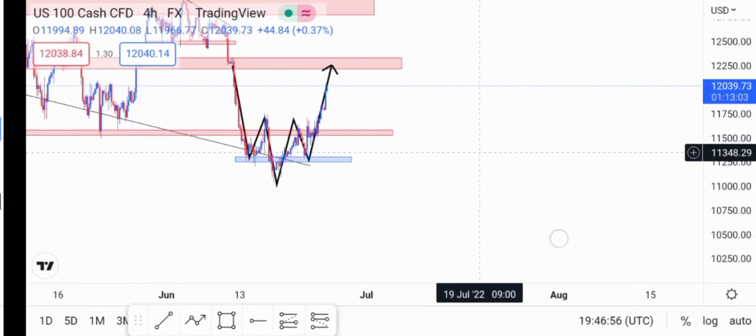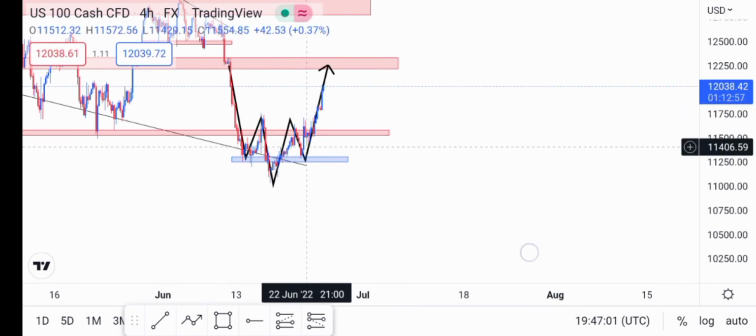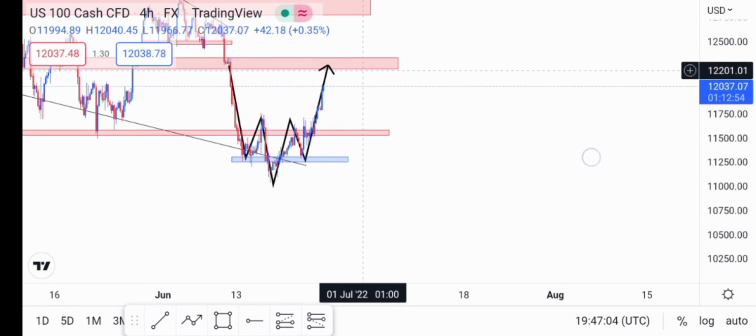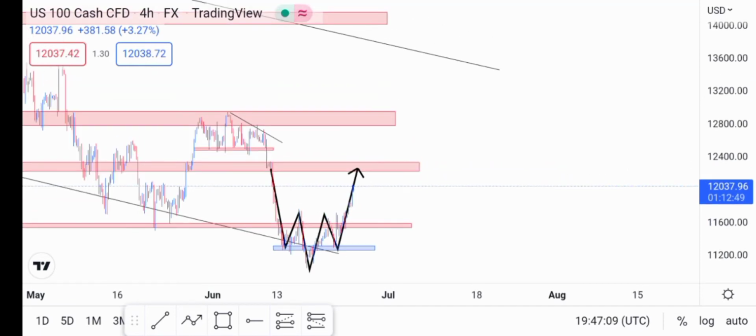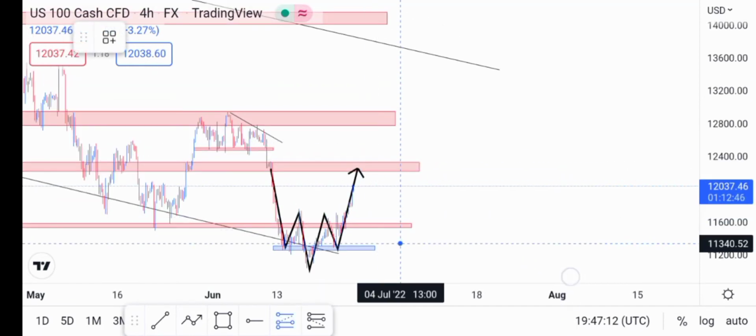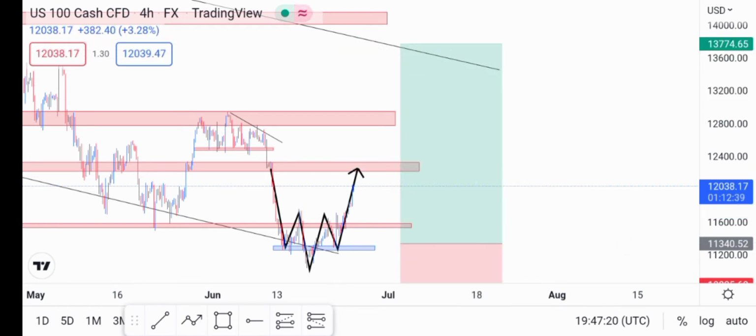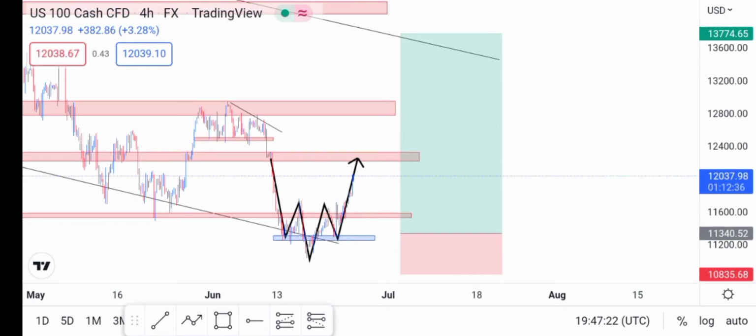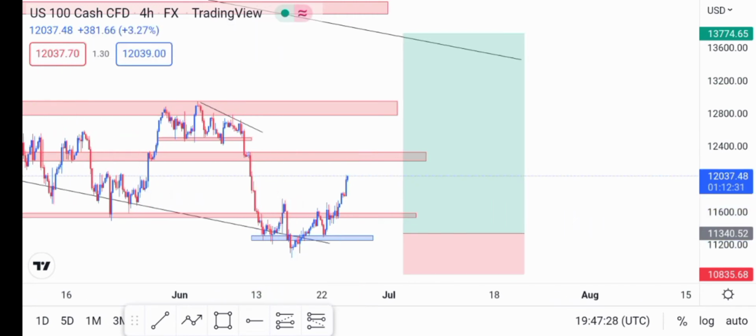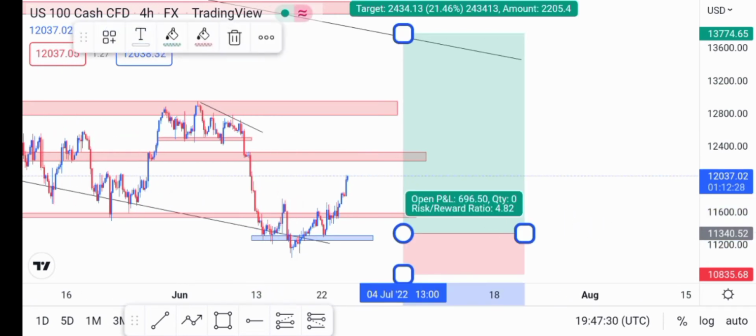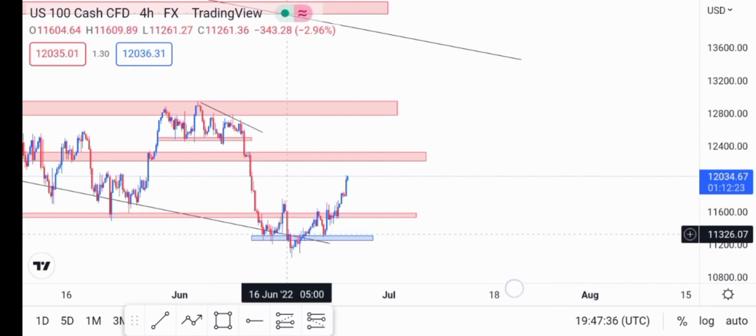On NAS100, we're anticipating a move from this point over here up until right over here. But on the previous signal that I've shared, I told you guys that NAS100 is going to buy from that point over here up until right over here. So this is what we anticipated on NAS100. This is the reason why NAS100 is buying, due to the head and shoulder formation and this movement right over here, this touch right over here.